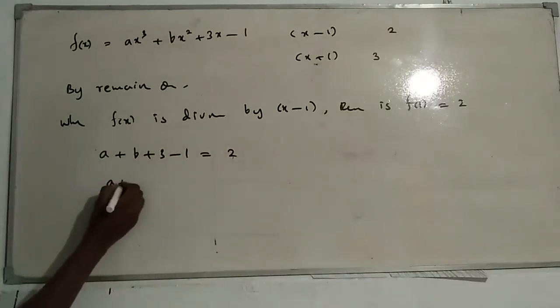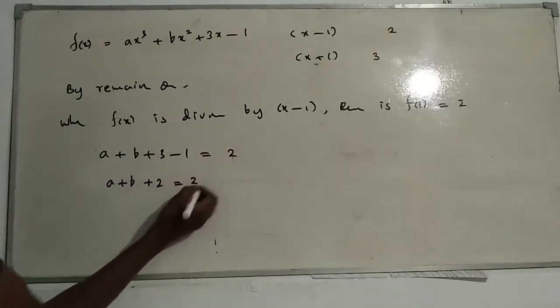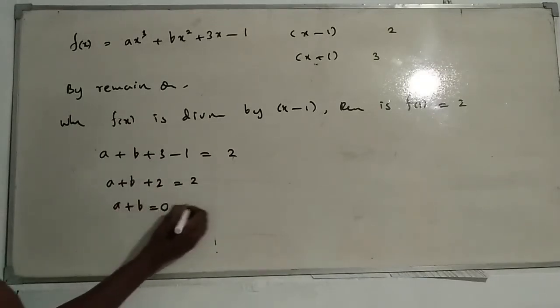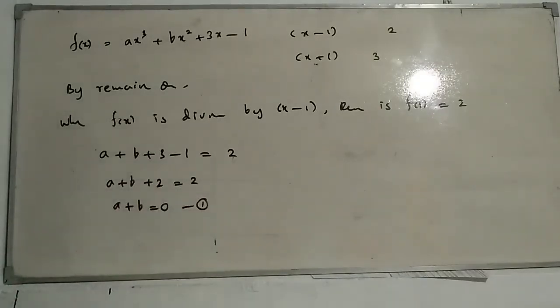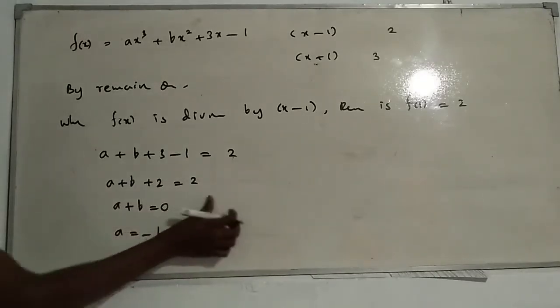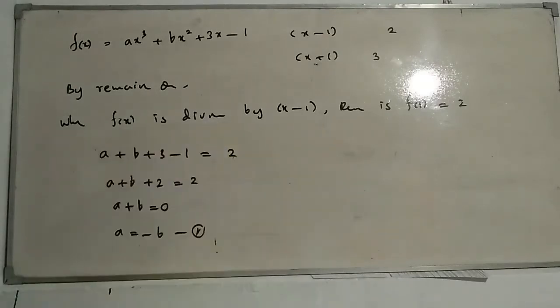That means a plus b plus 2 equals, if you cancel 2, a plus b equals 0. This is my first equation. Or you can write a is equal to minus b as your first equation. Right. Now we use the second result.